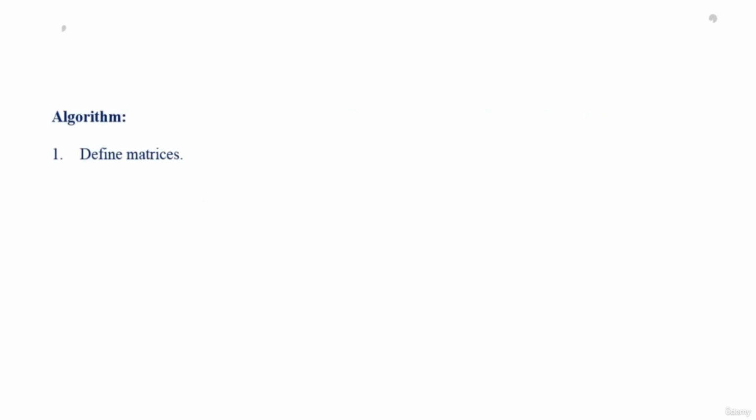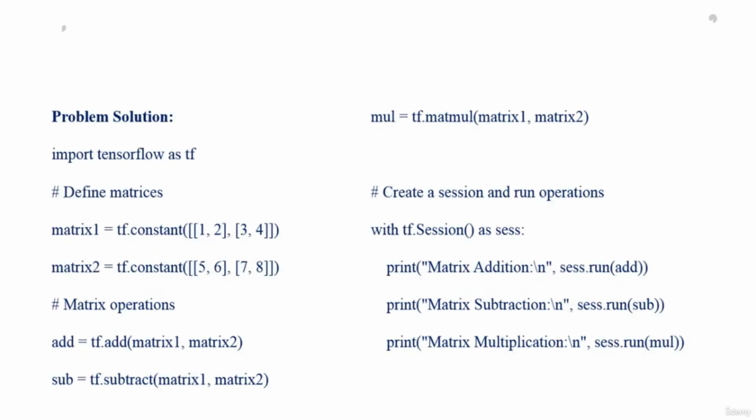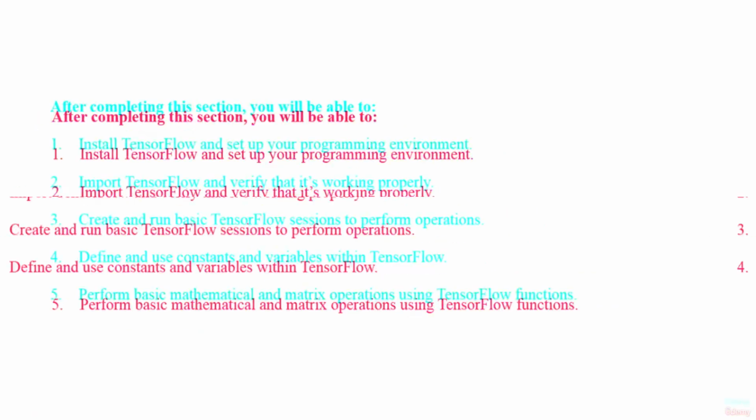Algorithm: Define matrices. Perform matrix operations. Create and run session. Print results. How the code is working: matrices are defined as TensorFlow constants, and basic matrix operations, addition, subtraction, multiplication, are performed. The results of these operations are computed and printed using TensorFlow sessions.